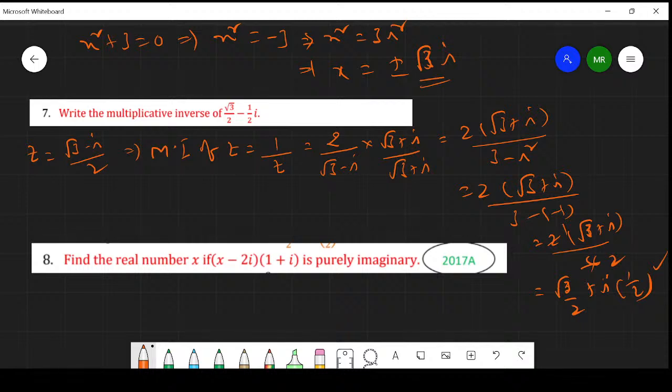I hope you understood this. If anyone has a doubt, please ask me again and again. I am here to explain. I will explain any number of times if you want. You can ask me, I can explain. Now I am going to explain the next problem.